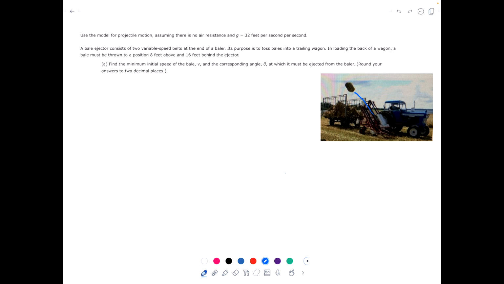So let's do this. We've got our projectile motion model in feet, right? It says we're in feet, so it'll be the vector r at t is equal to the quantity V cosine theta times t, and that's going to be times i, plus you've got your V sine theta times t minus 16 t squared, and then that whole thing will be multiplied by j.